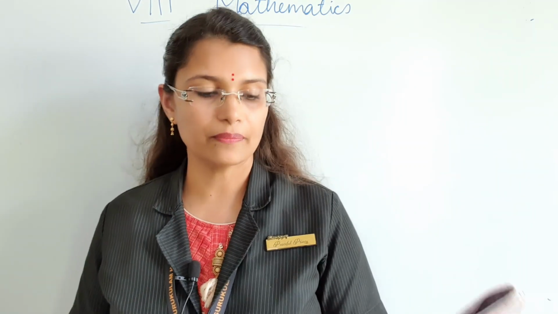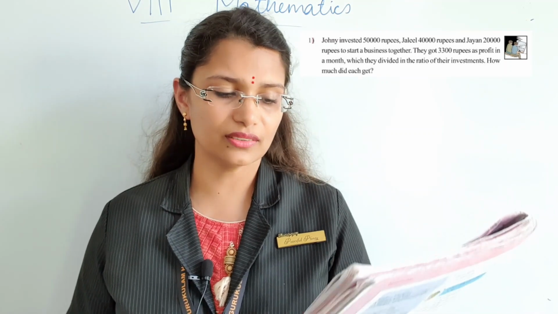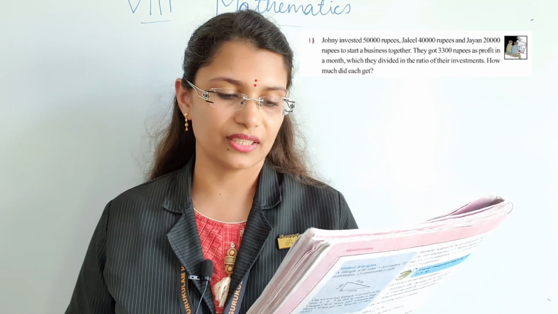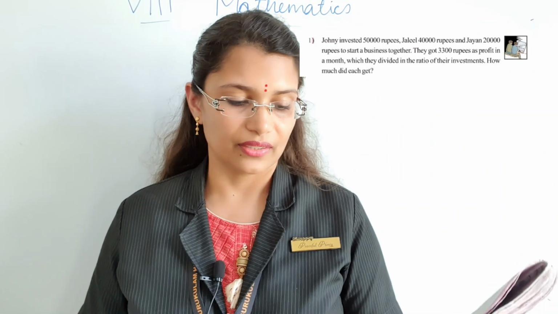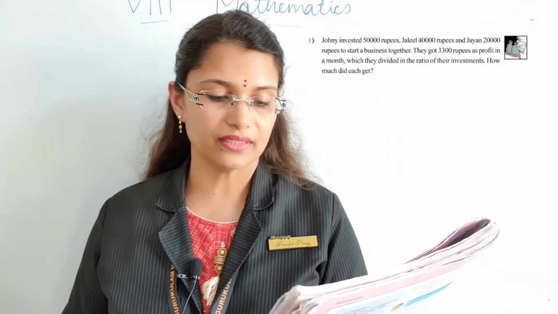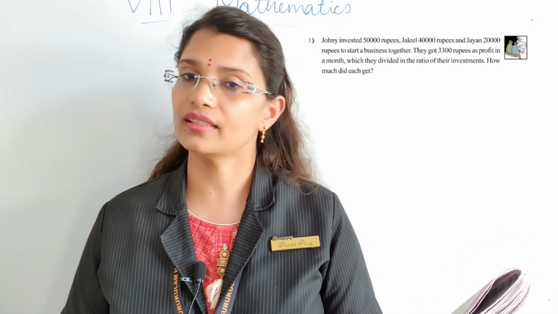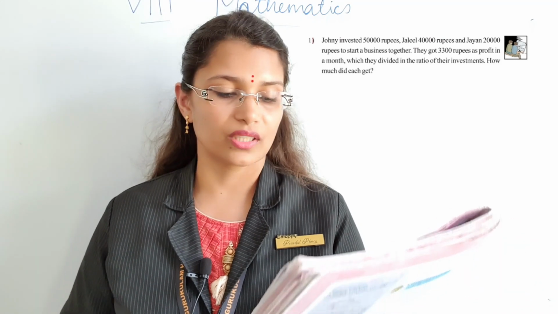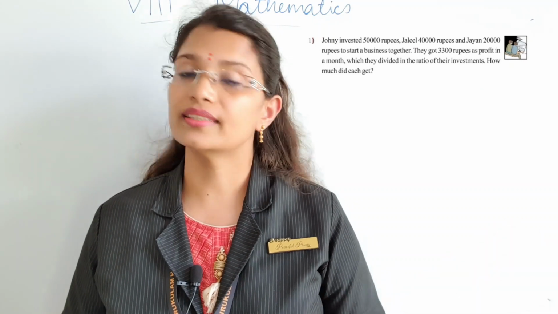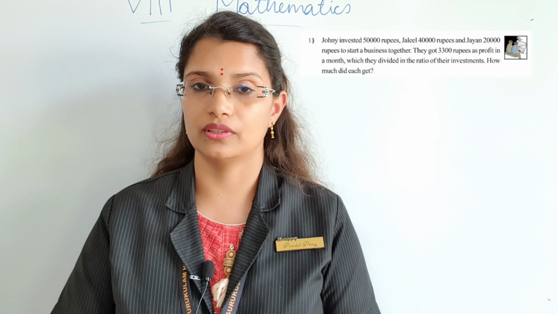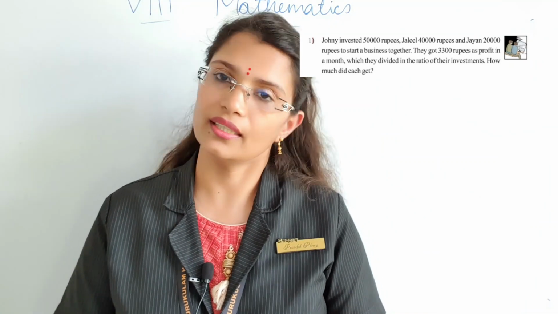Take page number 145. First question, Johnny invested 50,000 rupees, Jalil 40,000 rupees and Jayan 20,000 rupees to start a business together. They got 3,300 rupees as profit in a month, which they divided in the ratio of their investments. How much did each get? We are going to find out the profit of Johnny, Jalil and Jayan in a month.